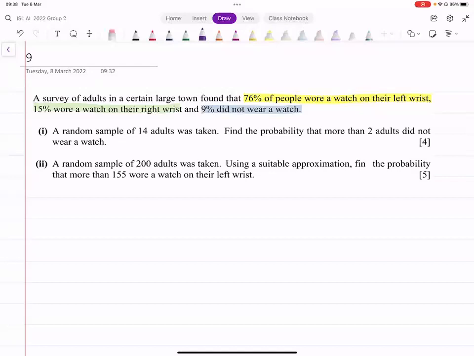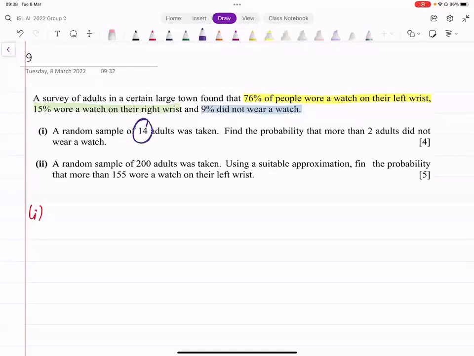Okay. Now, a random sample of 14 adults was taken. Find the probability that more than 2 adults did not wear a watch. What kind of distribution is this? Is it discrete or continuous, first of all? Discrete, right? Adults की बात हो रही है. Number of adults. So it's discrete. दो options हो सकती हैं, binomial or geometric. Can we apply any of those two?